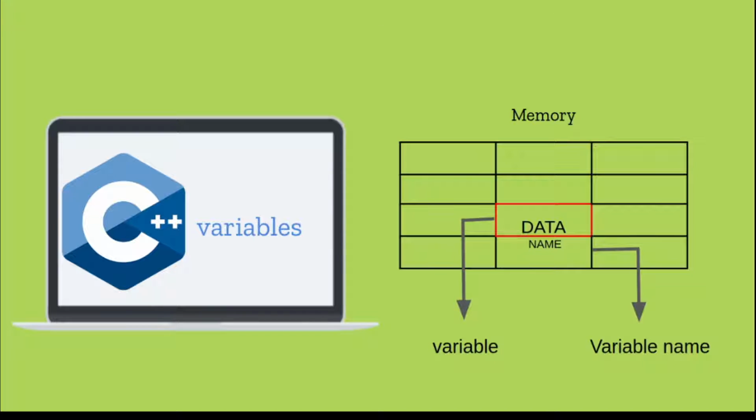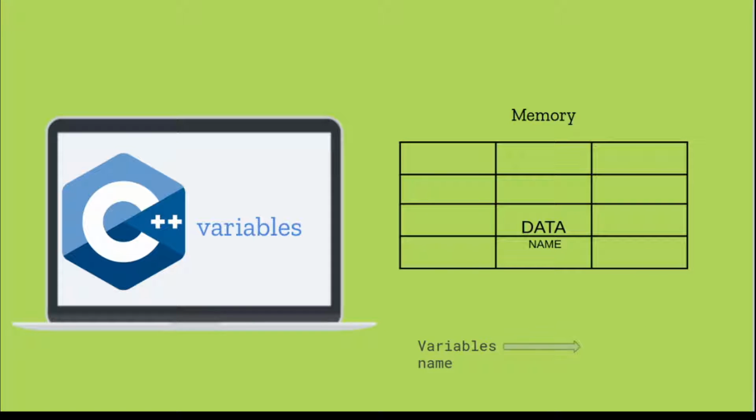and the name which we give to the variable is called a variable name. Some examples of variable names are x, y, my variable, my var, but we cannot write the variable names as we need. There are some rules we need to follow when we are writing a variable name.